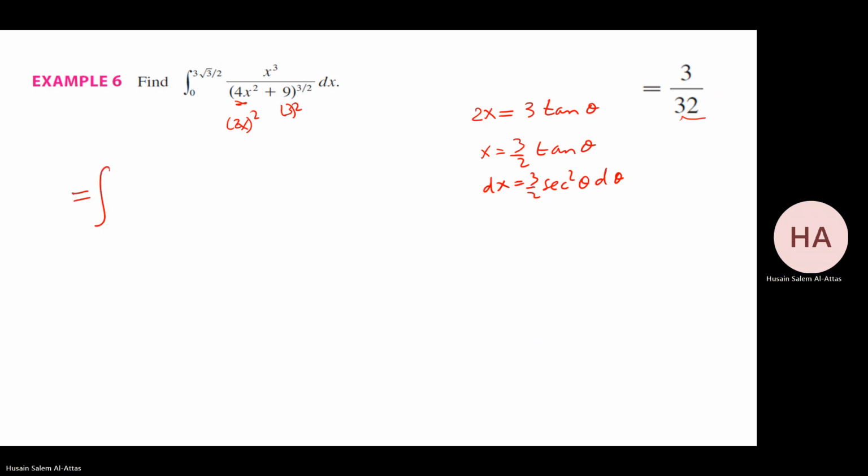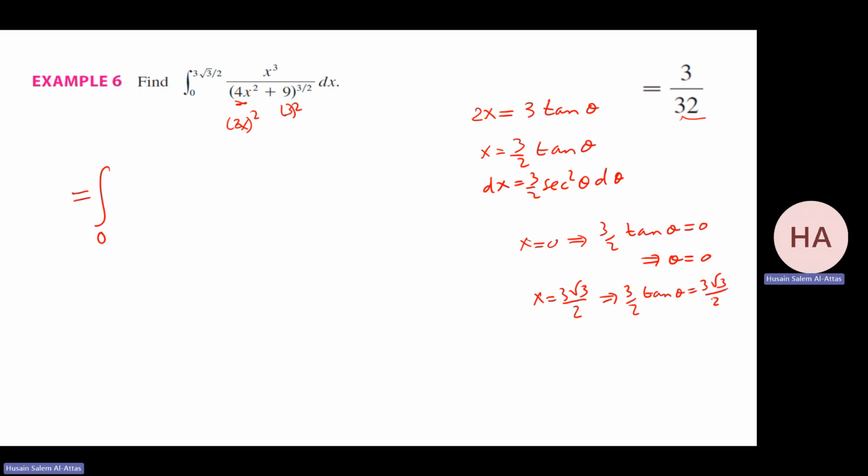Be careful. I have, if x equals 0, then I have 3 over 2 tan theta equals 0. That implies theta equals 0. If x equals 3 square root of 3 over 2, that implies 3 over 2 tan theta equals 3 square root of 3 over 2. That implies tan theta equals square root of 3. And what will be the angle for square root of 3? Which means square root of 3 over 2 over half. So sine is square root of 3 over 2. It means theta equals pi over 3, 60.